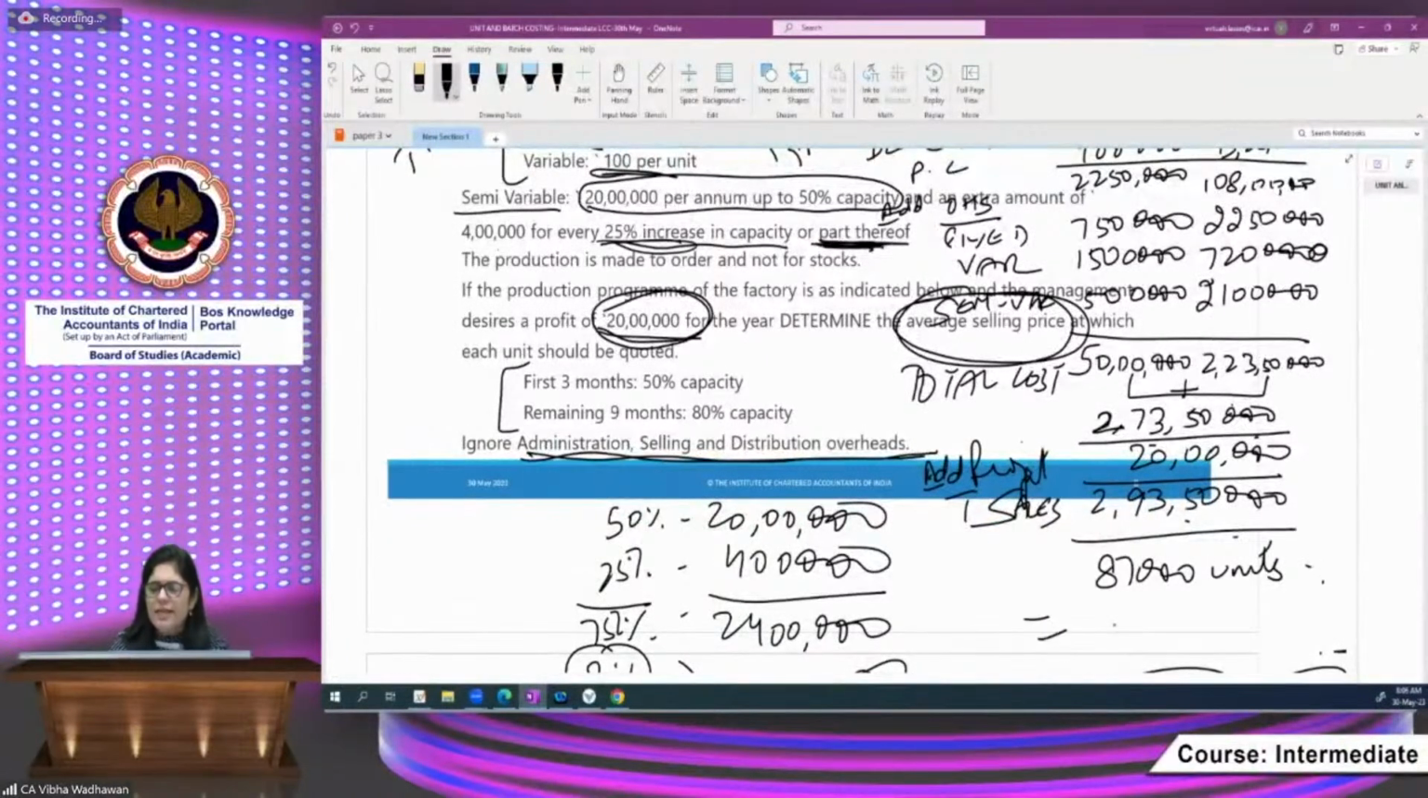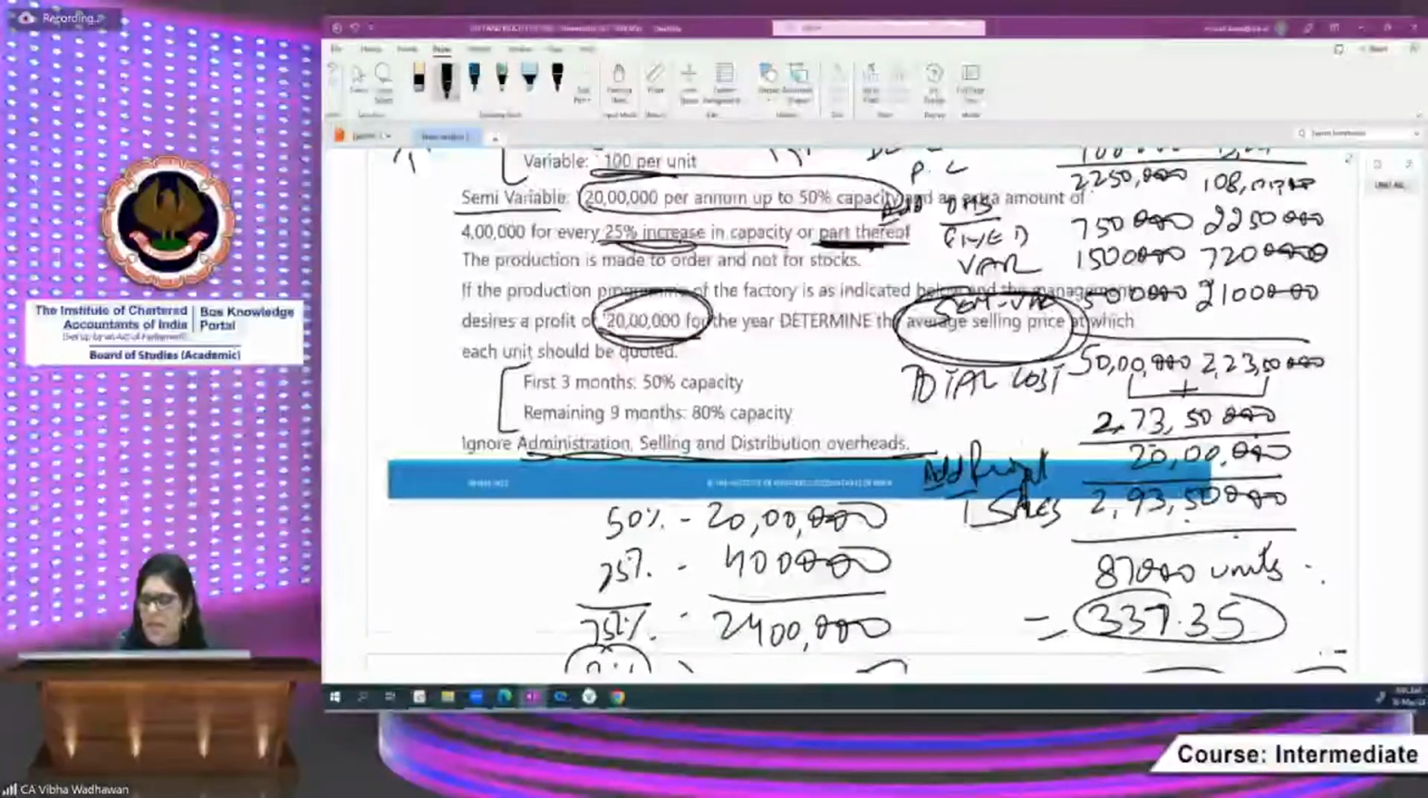Please calculate the average selling price. Your final move to the answer. Okay, it's 337.35. Some students have calculated. This is your final answer.